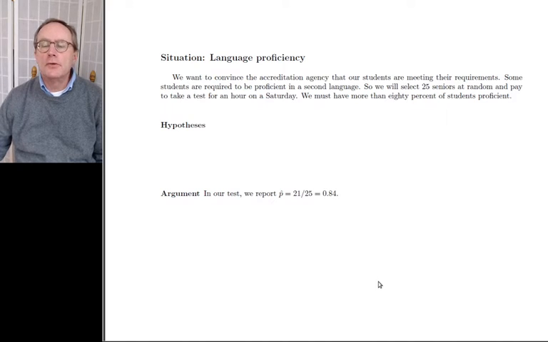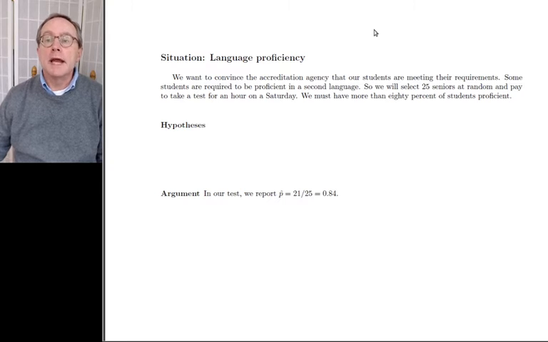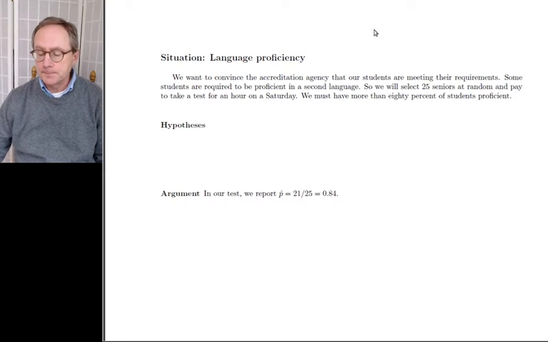Okay, so I want to go through the worksheet on hypothesis testing. The very first question is, we want to convince the accreditation agency that our students are meeting the requirements. Some of the students are required to be proficient in a foreign language, a second language, so we'll select 25 seniors at random and pay them to take a test for an hour on a Saturday, and we're required to have more than 80% of the students be proficient.